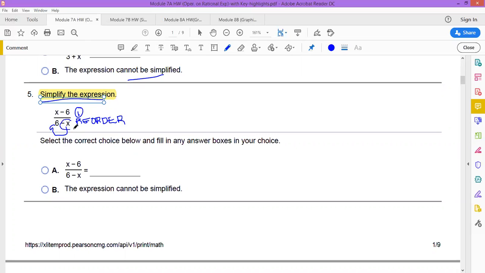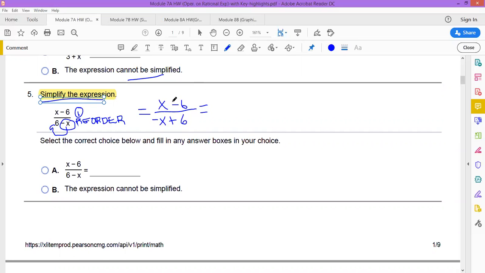Notice too the sign that's in front of your x. So when I reorder my denominator, that negative x moves to the front. And this is a positive 6, so we'll just write it as plus 6. The top expression will stay the same, x minus 6. Now you notice that these terms look very similar to each other. The only difference is that they don't have the same sign. We can rewrite them so that they have the same sign.